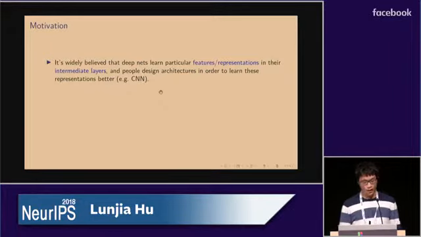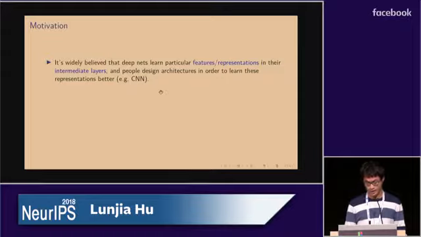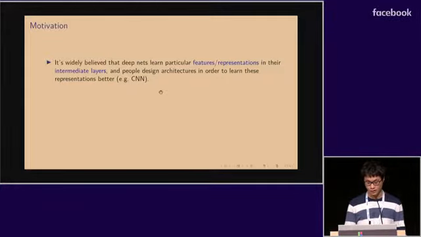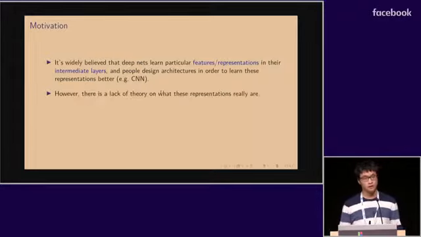Let me start with the motivation of this work. Deep nets work well partly because they are able to learn particular features or representations in their intermediate layers. And people have designed architectures in order to learn these representations better. For example, convolutional neural networks are designed to learn image representations well. However, there is a lack of theory on what these representations really are.